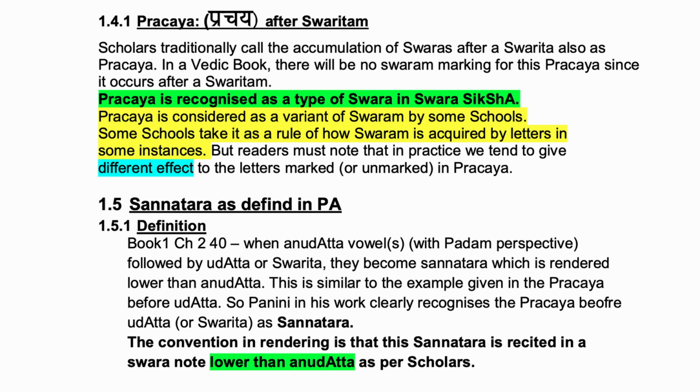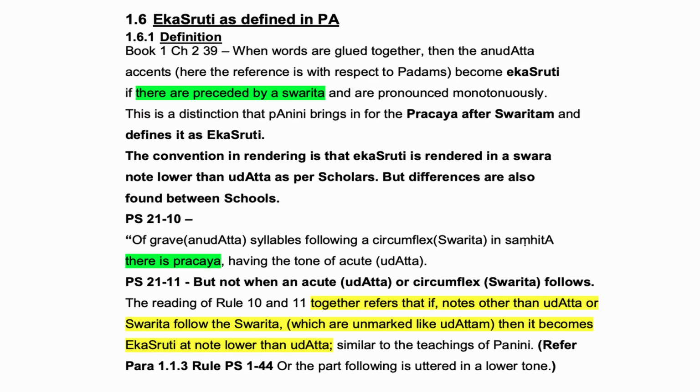Let's go to the other definition that we have for the monotonous rendering after Swarita. Again, we go to the same book, Panini's Ashtadhyayi, Book 1, Chapter 2, but the rule is 39. When words are glued together, then the Anudata accents. It's not Anudata actually from the point of view of Padabada. They may be Anudata, but in the books, they are not marked. And he says the accents become Ekashruti if they are preceded by a Swarita and are pronounced monotonously.